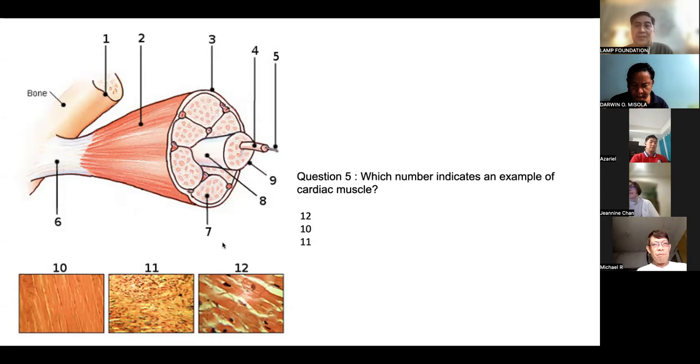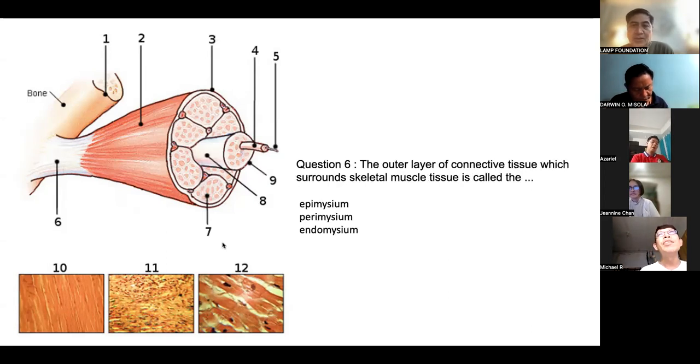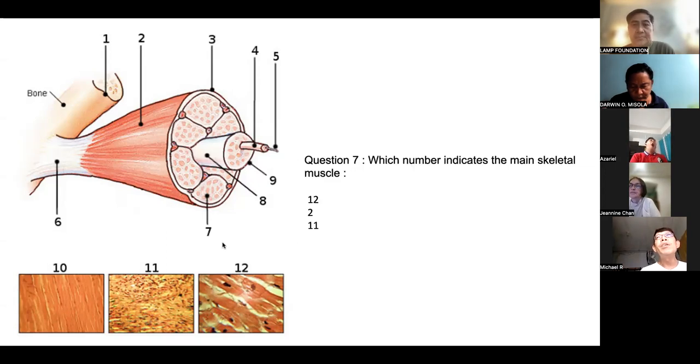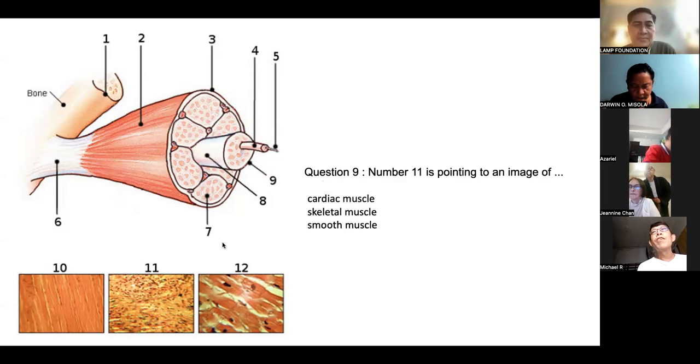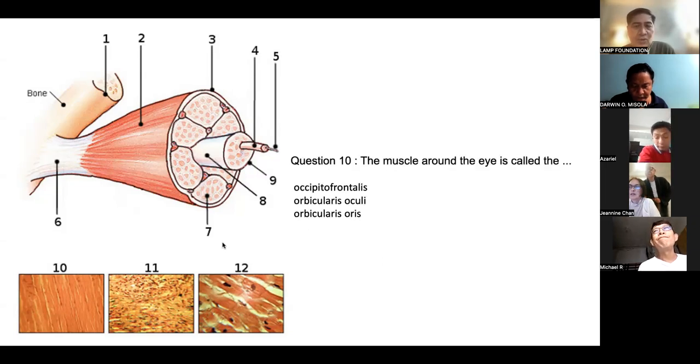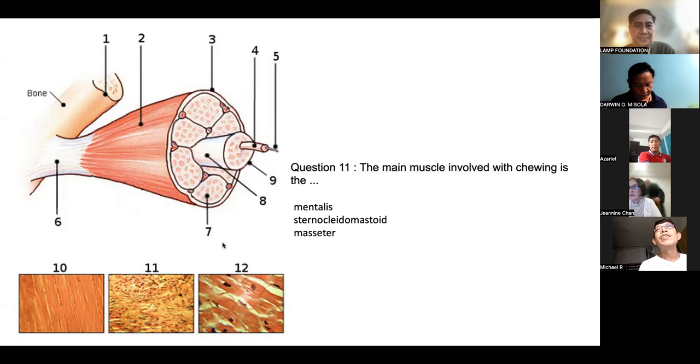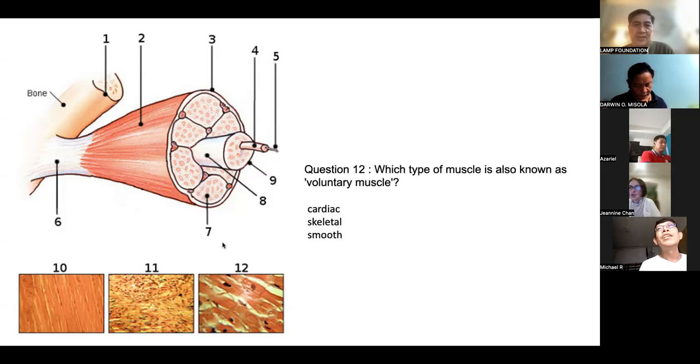Okay. Which number indicates an example of cardiac muscle? Number 12. The outer layer of connective tissue which surrounds skeletal muscle tissue is called? Epimysium. Which number indicates the main skeletal muscle? Number 2. Which number indicates an example of skeletal muscle? Number 10. Number 11 is pointing to an image of smooth muscle. The muscle around the eye is called? Orbicularis oculi. The main muscle involved with chewing: masseter.